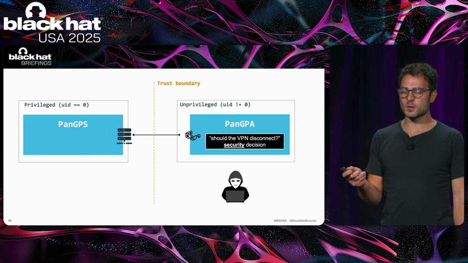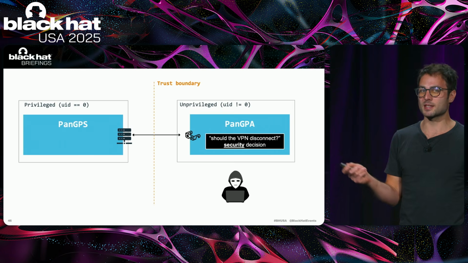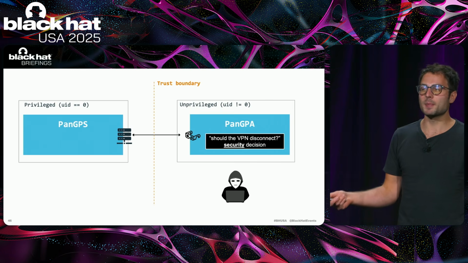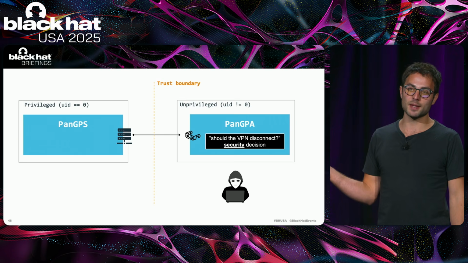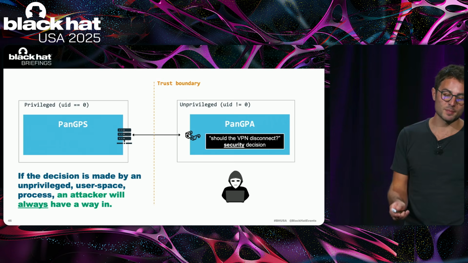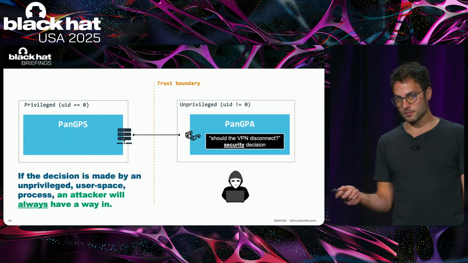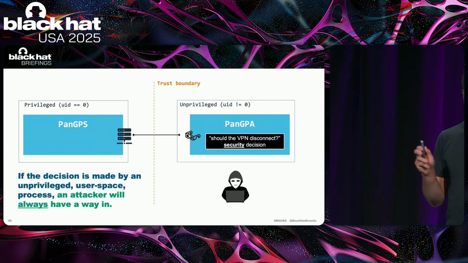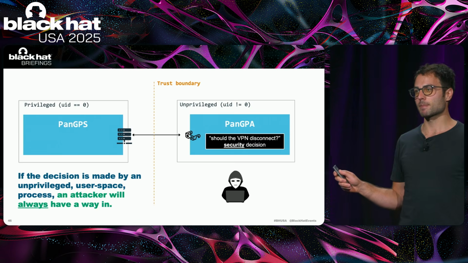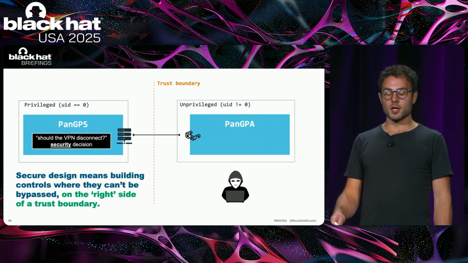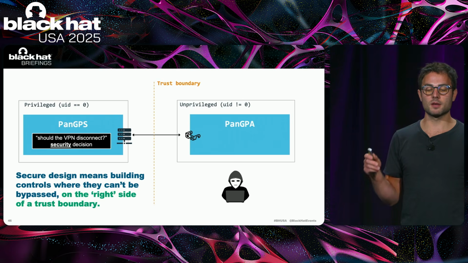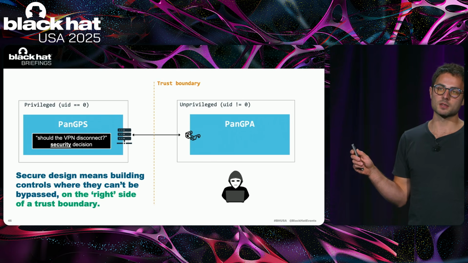But that is also where the security control sits. This idea of, should the VPN disconnect? That decision takes place in pan-GPA. And so long as it's taking place there, I would argue that an attacker will always find a way in. What would a secure design look like? Well, a more secure design would involve putting the controls where they can't be bypassed, on the right side of the trust boundary.